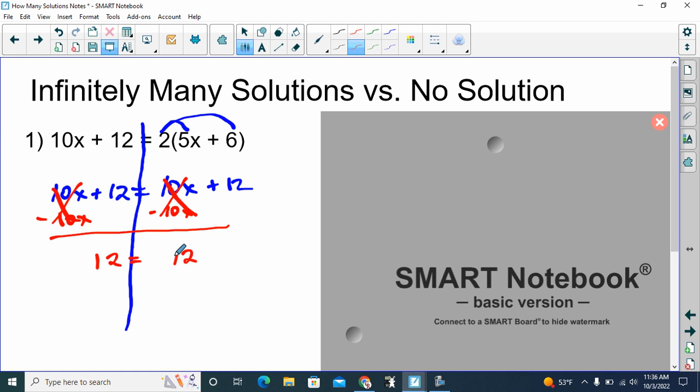Well, 12 equals 12. Notice all my x's went away. If all the x's go away, that's when I'm either going to have infinitely many solutions or no solution. If I get down to a statement that's always true, 12 is always equal to 12. No matter what x is, 12 is equal to 12. In this case, we have infinitely many solutions.